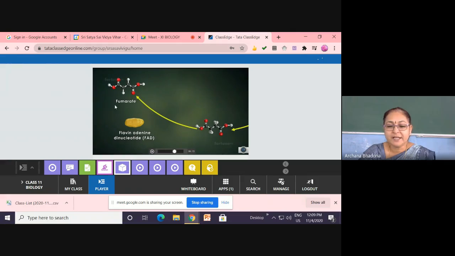Should I play again? So these structures are telling you, this is the structure of the different compounds. So very clearly you can see the carbon, hydrogen, oxygen.